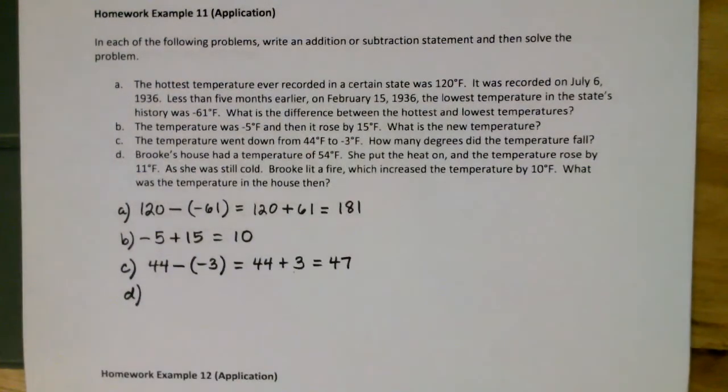Part D. Brooke's house had a temperature of 54 degrees Fahrenheit. She put the heat on and the temperature rose by 11 degrees Fahrenheit as she was still cold. Brooke lit a fire which increased the temperature by 10 degrees Fahrenheit. What was the temperature in the house then?